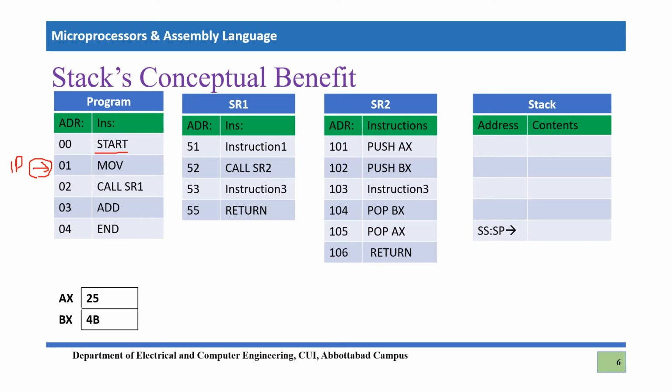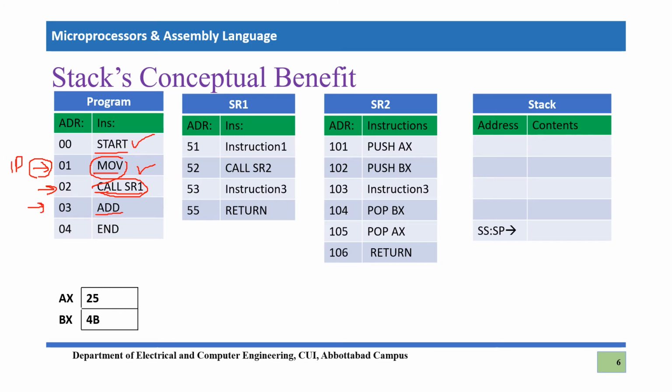So right now when the start instruction is under execution, this move instruction is being pointed to by IP. Once this start instruction is executed, this move instruction is going to execute. So the next instruction, which is call SR1, will be pointed to by IP. Once this move instruction is executed, this call instruction will go under execution. That means this add instruction will be pointed to by IP.